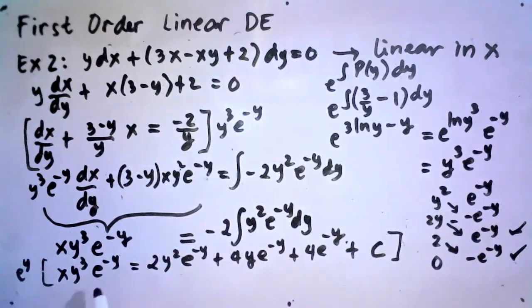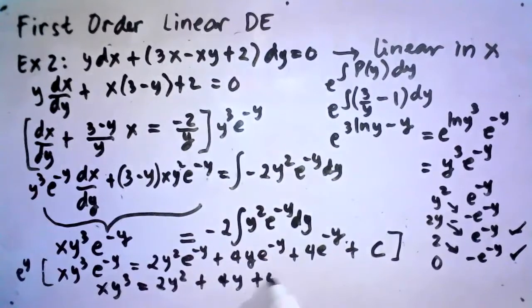So what remains here is x y cubed equals, we will cancel this one, 2y squared, and then cancel this one, plus 4y, and then cancel this one, plus 4, and then plus c e raised to y. This will be our final answer.